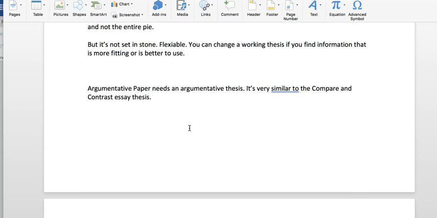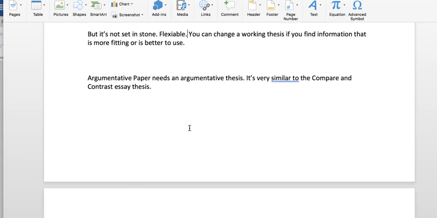So let's talk about a thesis for an argumentative paper. It's very similar to the compare and contrast essay thesis. And we talked about the thesis having three things. It tells you who the winner is. It concedes a little bit, and then it tells you why something won, and it gives you three reasons. It's very, very similar to the compare and contrast essay thesis, which is again why I was very adamant that you do the thesis a certain way, so that way we can make sure that the thesis was correct, right?